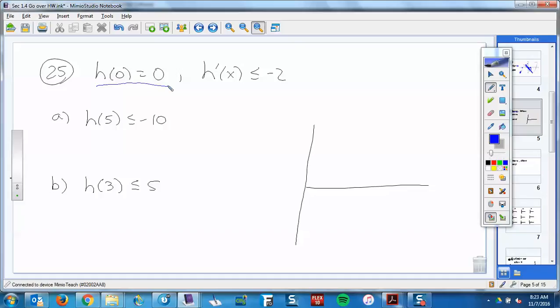If h of 0 equals 0, what's that make you think of? It's a point, right? That's what you should think. That's how we're going to give points in this class, right? It's going to be h of 0 equals 0. So I'm going to draw a graph. I mean, not always, but a lot of times, if they give me a point, I'm going to be like, well, let's draw a picture of that. Let's plot that point, okay?